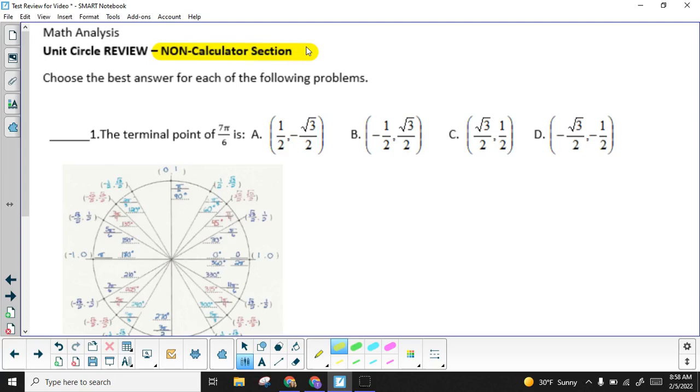All right, first question. The terminal point of 7 pi over 6. We're looking for the x and the y coordinates. If you know your unit circle, then you know where to find it. To get our angle, we start with our initial side here on the positive x-axis, and 7 pi over 6 is down here in the 3rd quadrant. That means that our coordinates for something in the 3rd quadrant are x is negative, y is negative, and the coordinates for anything in the pi over 6 family are root 3 over 2 and 1/2. So that means our answer here is negative root 3 over 2, negative 1/2. So we would choose D.